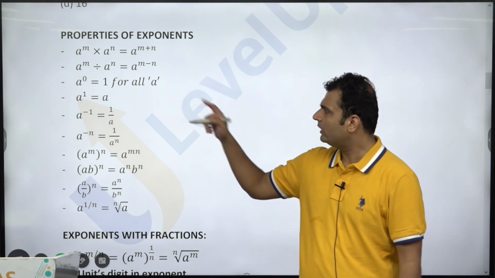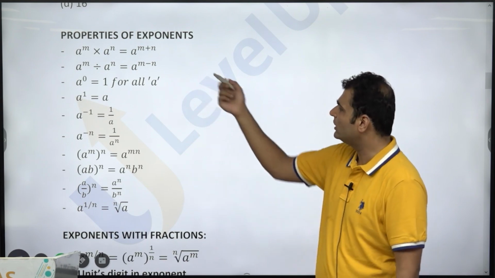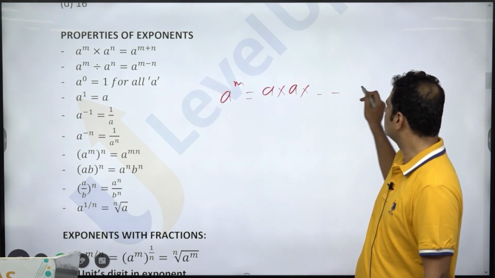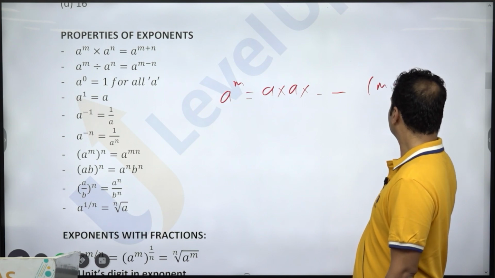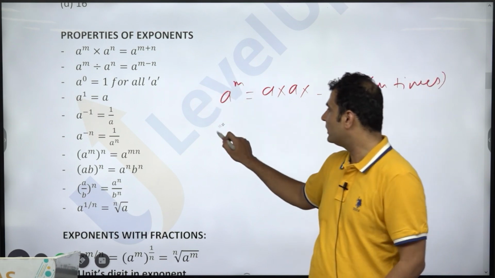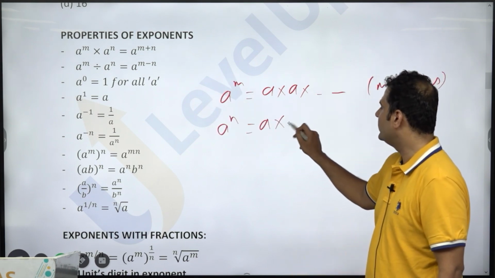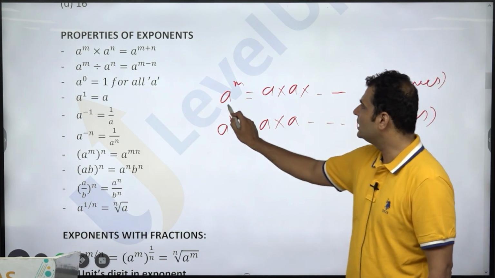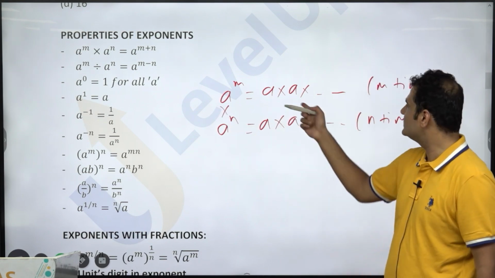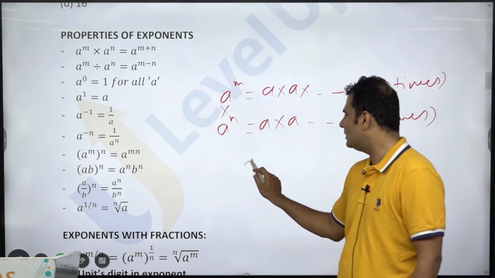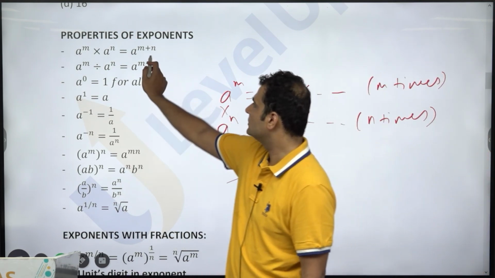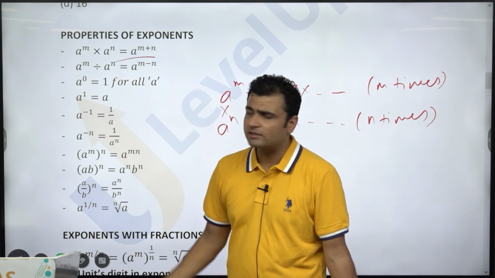So firstly, a to the power m into a to the power n. What does a to the power m mean? a multiplied m times, and a to the power n means a multiplied n times. And if you multiply these two, how many times is a there? m times here, n times here. So in total we have m plus n times of a. That is this property. For division, the powers will just get subtracted.